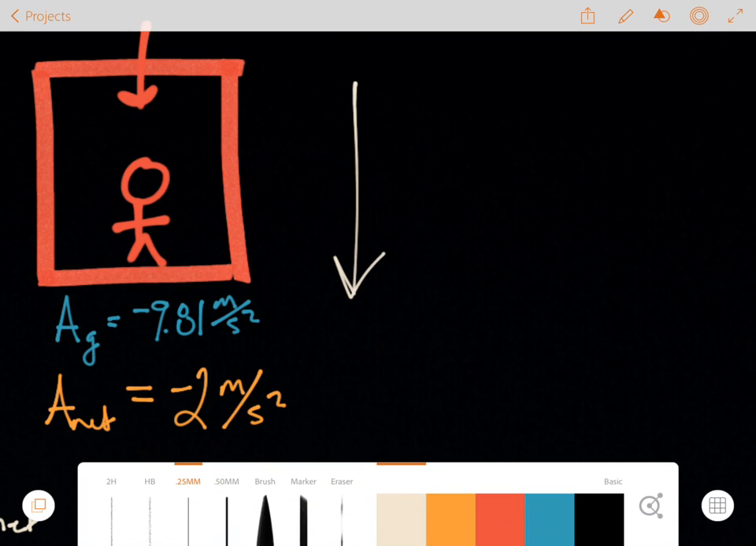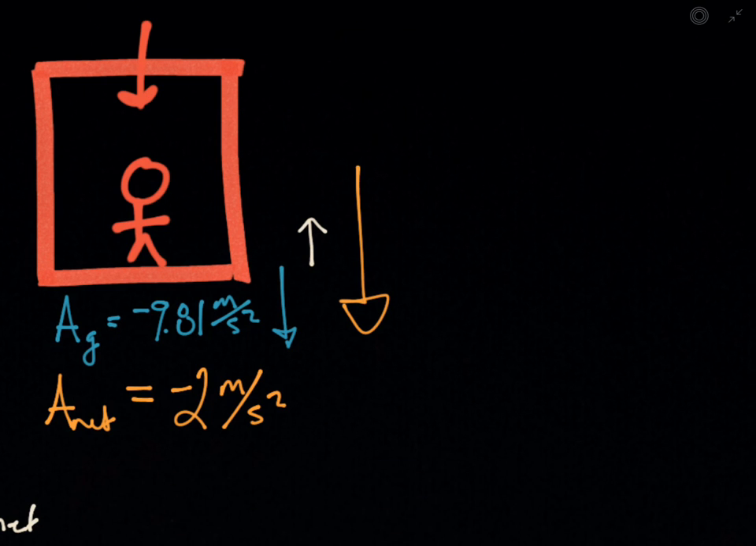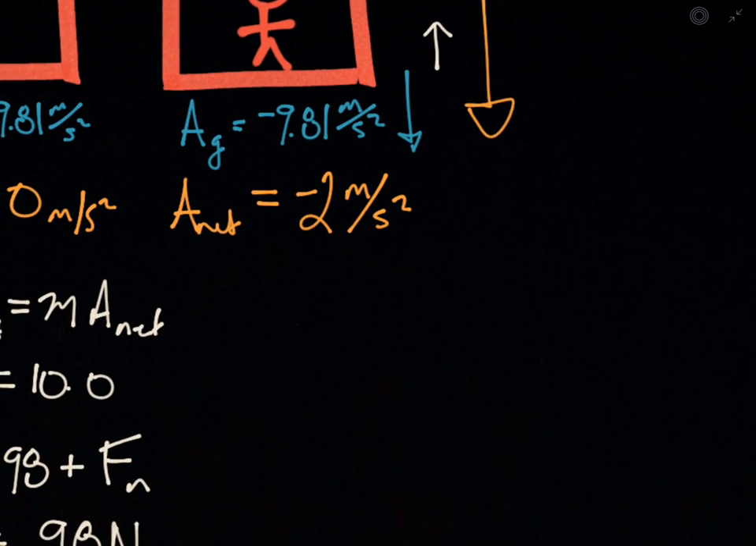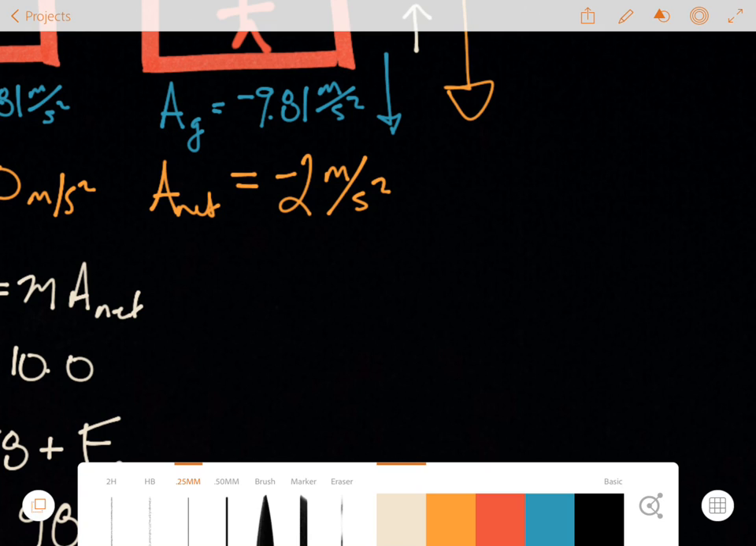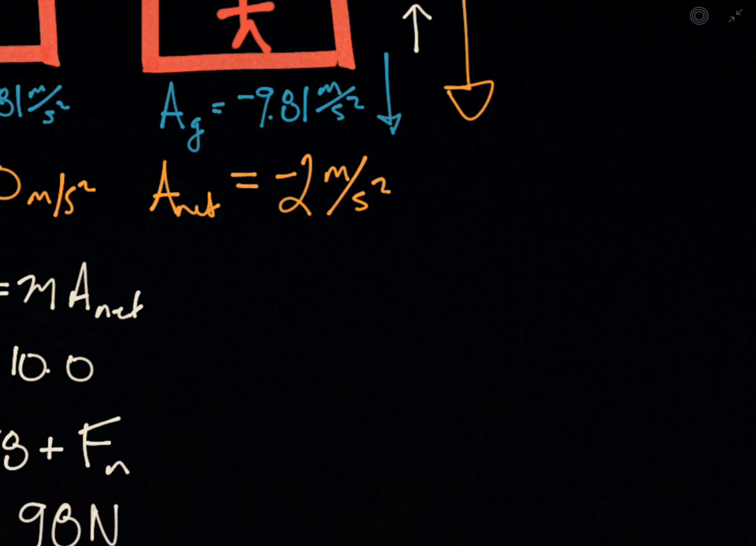I'll do that in orange again. So that's our net acceleration. We have our gravity, which is acting like that. We have some net force maybe going this way, which is the normal force that's making us not fall through the floor. Okay, good. So again, we'll do Newton's second law.